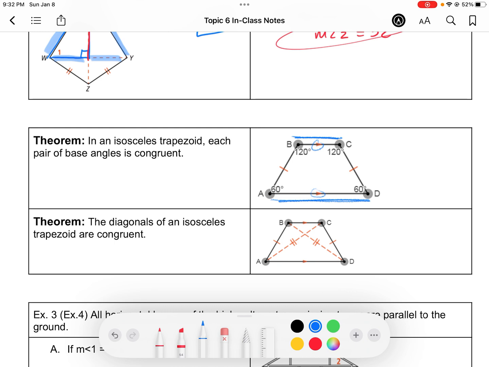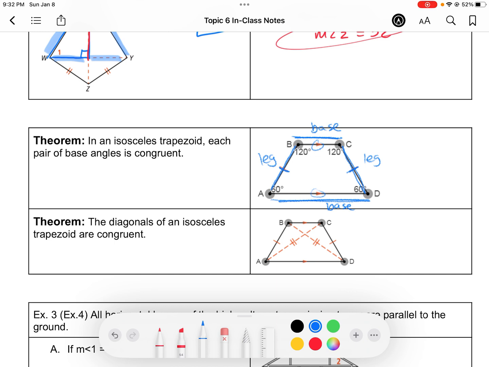And this is considered to be an isosceles trapezoid because the two sides that are not parallel, so these two, are marked as congruent to each other. We would call those legs. That's a leg and that's a leg. The two parallel sides we would call a base. Okay?